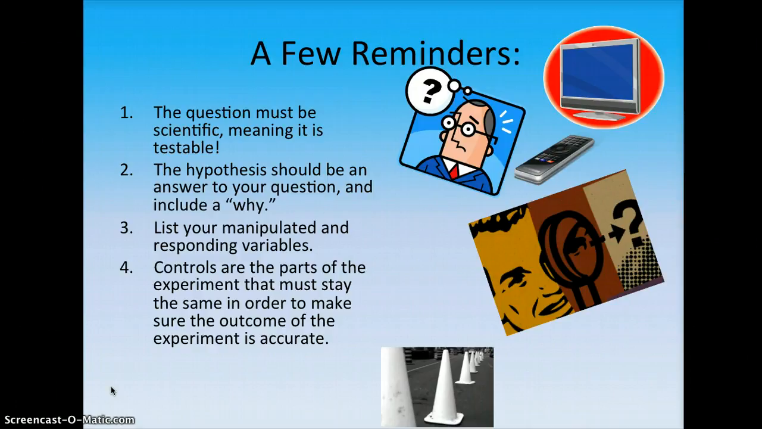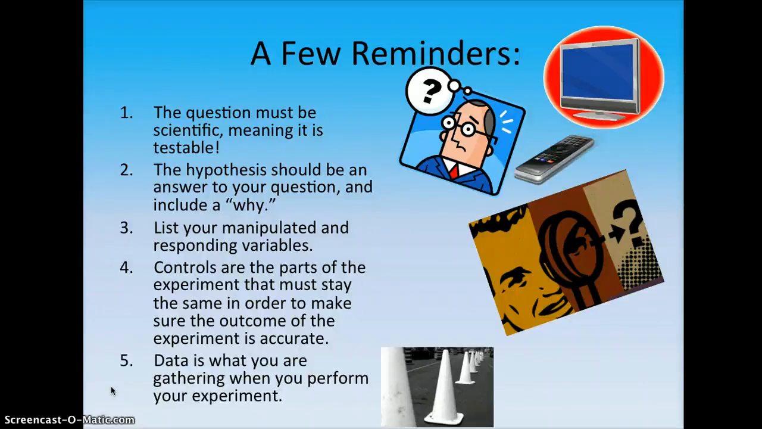Also, please remember that controls, you must be listing the controls, and they're the parts of the experiment that need to stay the same in order to make sure that the outcome of the experiment is accurate. To make sure that you're testing fairly, you need to make sure that certain parts of the experiment are controlled or stay the same. So make sure you are listing what must be controlled.